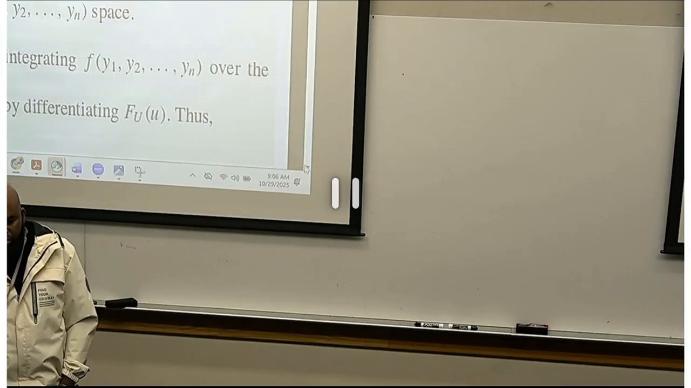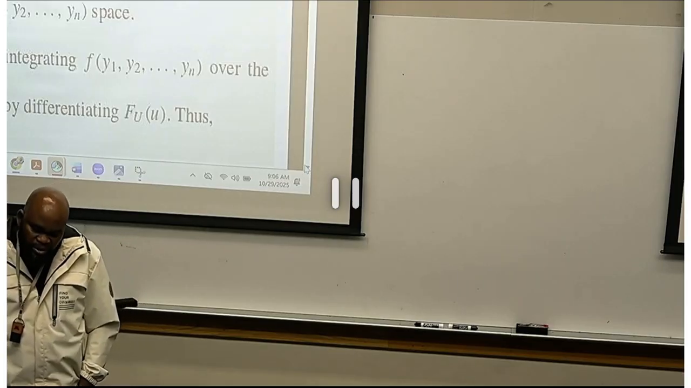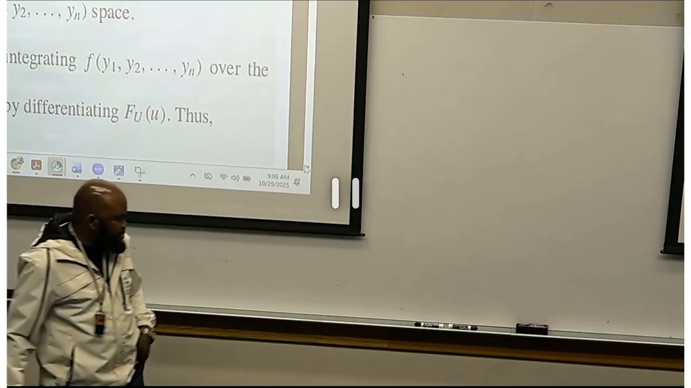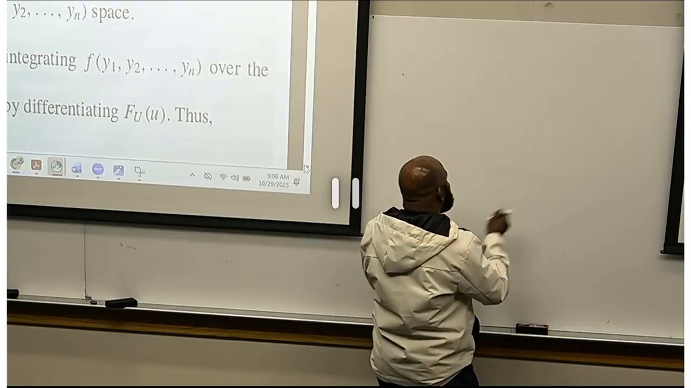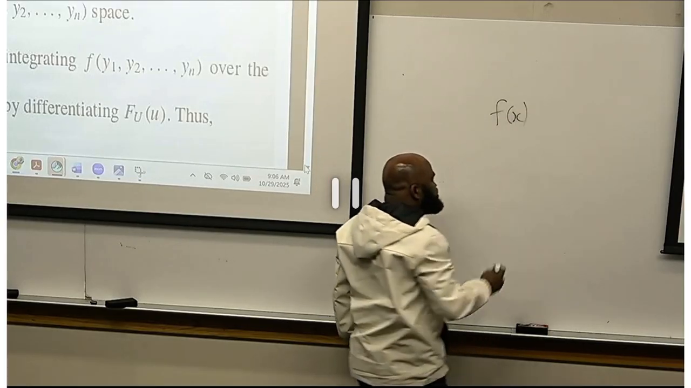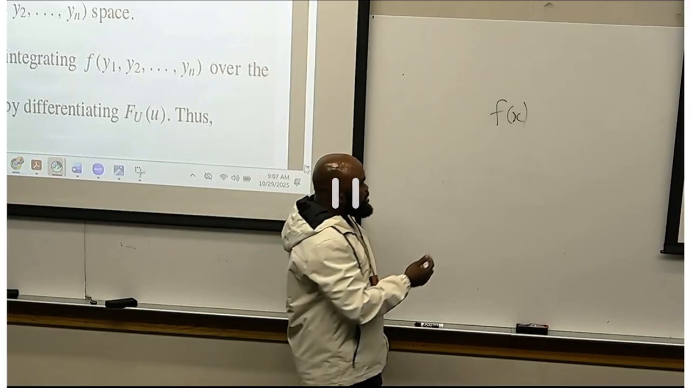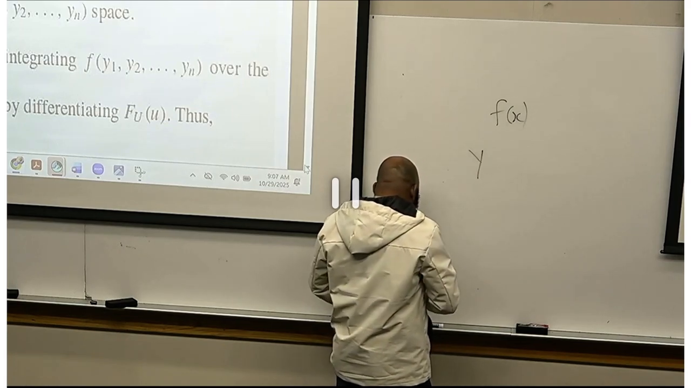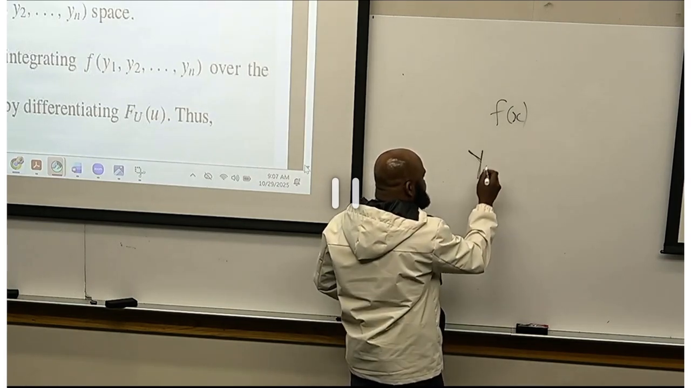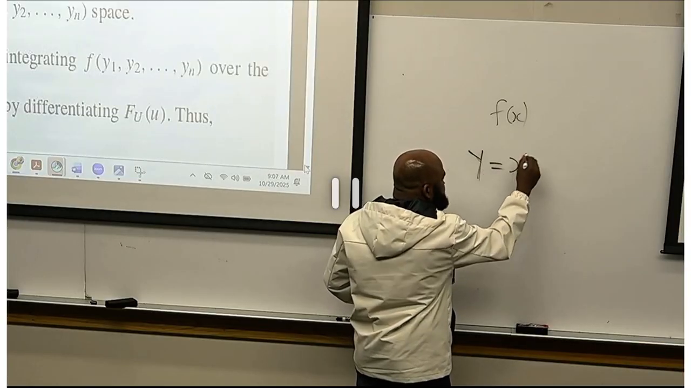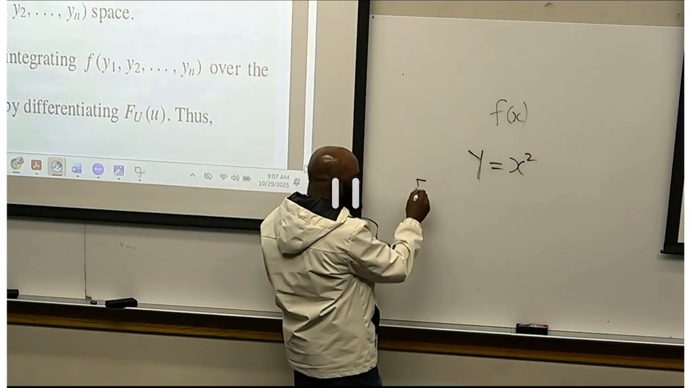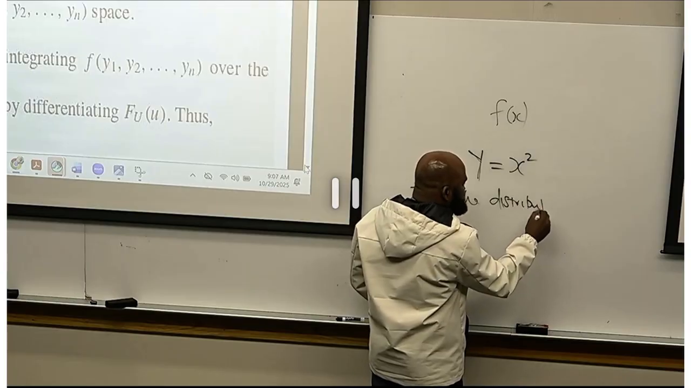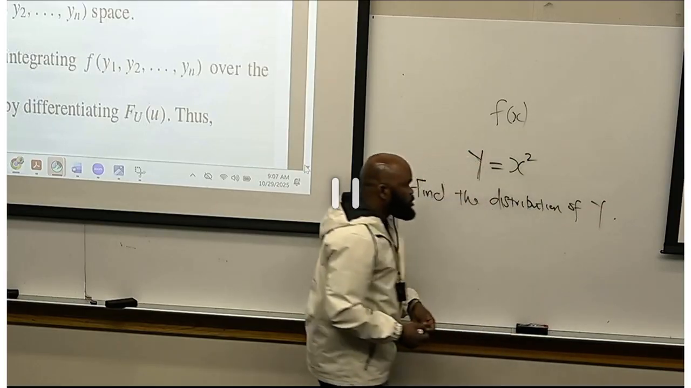We're going to go through these methods one after the other, because of situations where they give you X, maybe they give you the probability distribution of X, and after giving you this, they define Y, maybe they define Y to be, for instance, X squared, and the question asks, find the distribution of Y. Please pay attention.